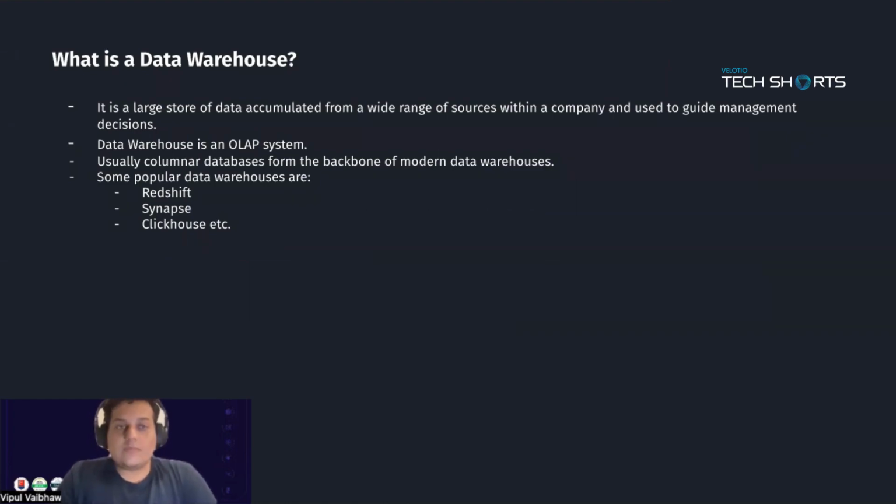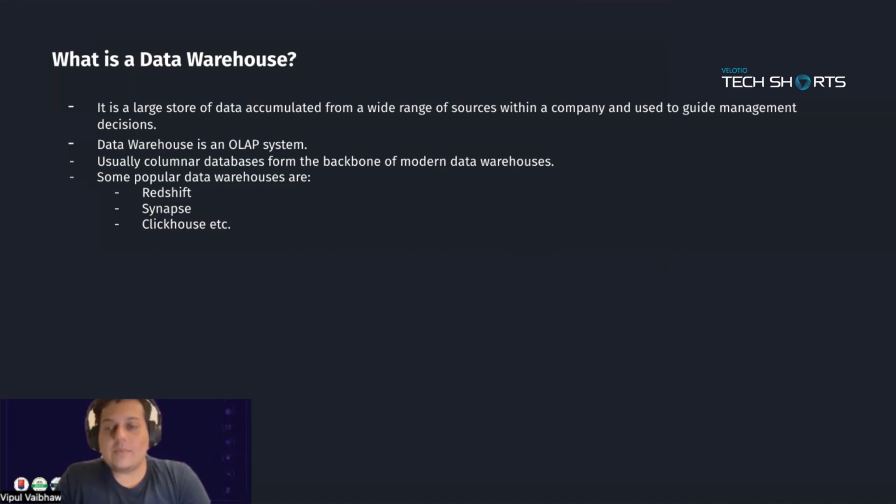A data warehouse is a large store of accumulated data from a wide range of sources within a company, and it is used to guide management and help them take decisions. A data warehouse is an OLAP system, which basically means that it is built to do analytics. So the data which is stored in the data warehouse is only used to do analytics and not for transactional purposes. And that is the exact reason why companies have various forms of data stores.